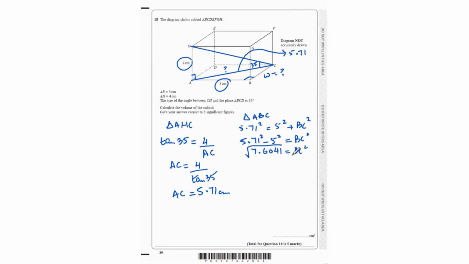Then we will square root both sides. That's going to give us 2.763 centimeters equals BC. So volume is going to be 4 times 5 times 2.763. That gives us 55.26. We want the answer correct to three significant figures. That's 55.3 centimeters cubed. That is your volume of this cuboid.